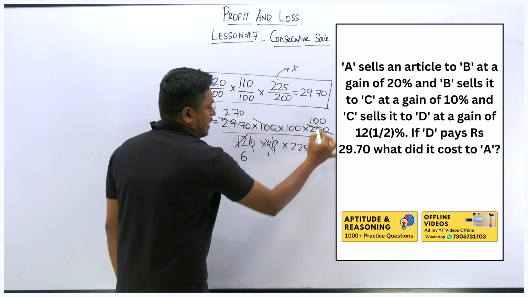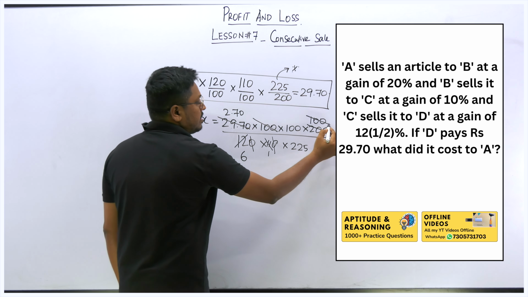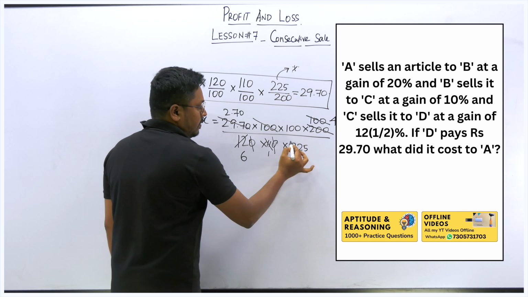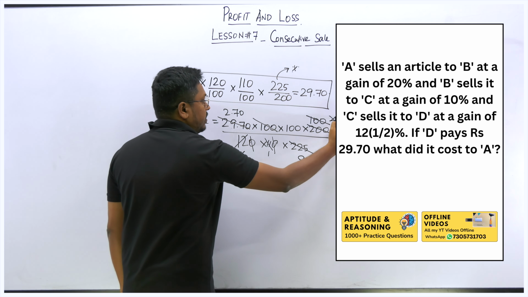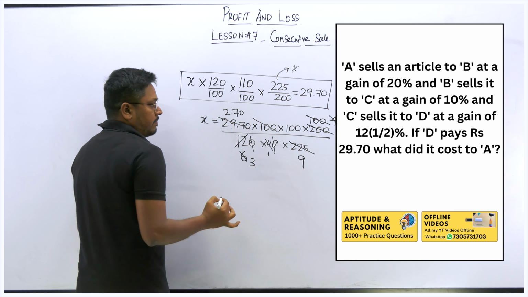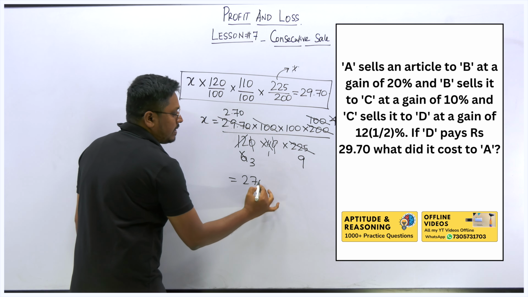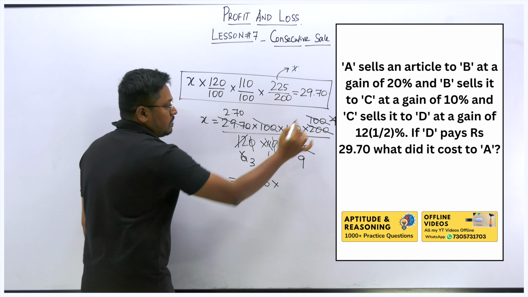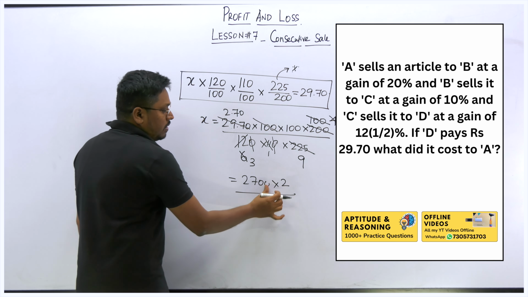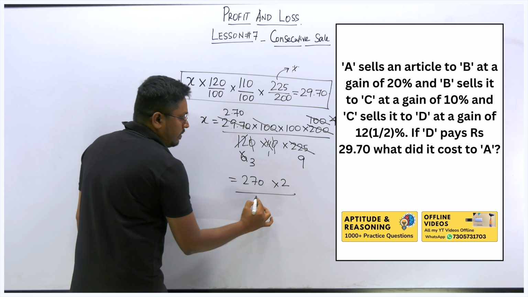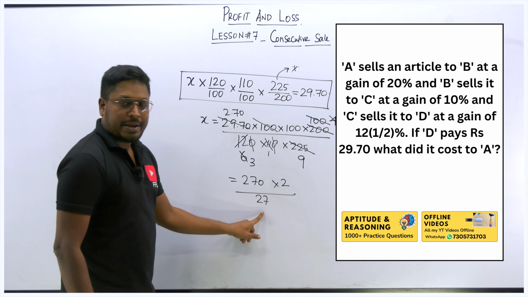So this will be another 100 here. Cancel it on the 25 table. So this becomes 4 actually. When you cancel this on the 25 table, this becomes 9. Again we can cancel it on the 2 table, 2 and 3. So finally 2.70 into 100 will be 270, into 2, divided by 9 into 3, which is 27.